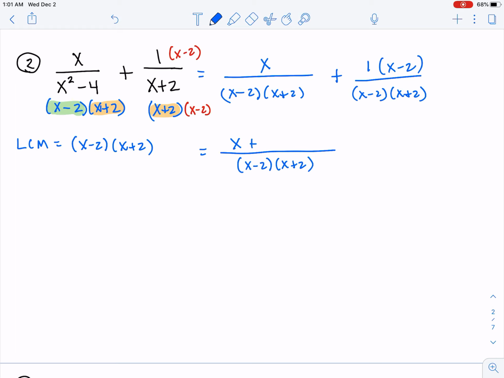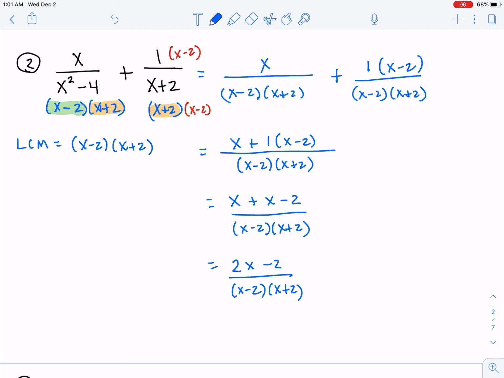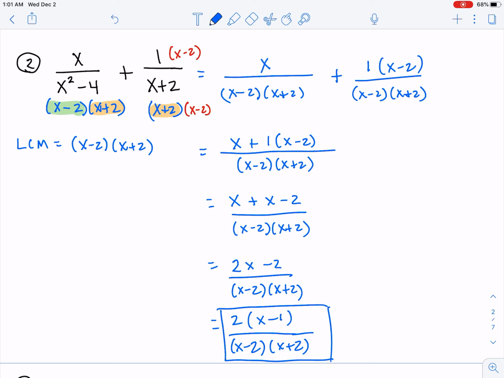So that is x plus 1 times x minus 2. I'm going to simplify. That's x plus x minus 2 over x minus 2, x plus 2. That is x plus x, which is 2x minus 2 over that denominator. I can factor the numerator, and then I'm going to look, does anything on the top simplify with anything on the bottom? Answer is no. That is simplified. That is your simplified rational expression.